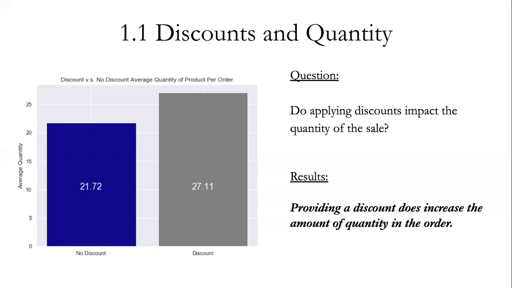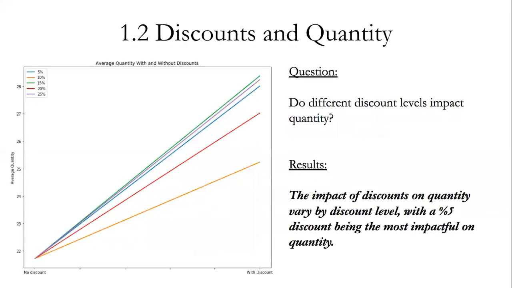This analysis did show that there is a significance in that a discount does increase the amount of quantity in the order. That might seem like a simple analysis given this bar graph, but a deeper question is, do different discount levels impact quantity? So 5%, 10%, 15, 20, and 25% discounts, how likely are they to increase quantity individually? This analysis showed that the impact of discounts on quantity does vary by discount level, and that actually a 5% discount is the most impactful on quantity.